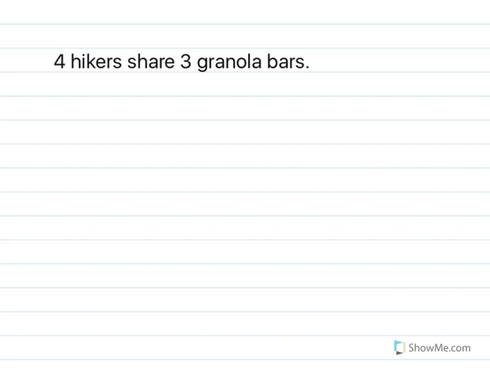Now, don't ask me why they're sharing those 3 granola bars. Maybe one of the hikers forgot theirs at home. I don't know, but they're going to share them.